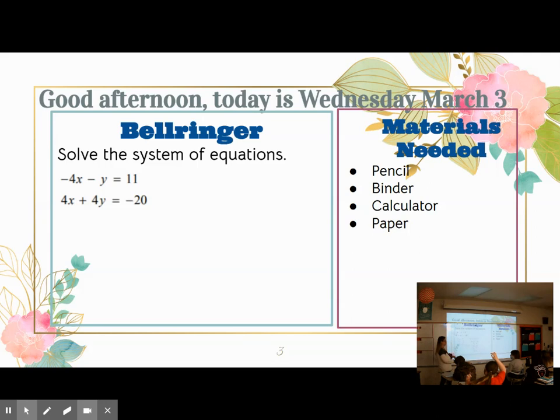What about number 10? What was the problem? 3x plus 2y equals 4 and 2y minus 2y equals 8 minus 5x. 8 minus 5x. Okay, which way did you solve it? Elimination or substitution? Okay, so to do elimination, you had to add 5x over, so it'd be 5x plus 2y equals 8.